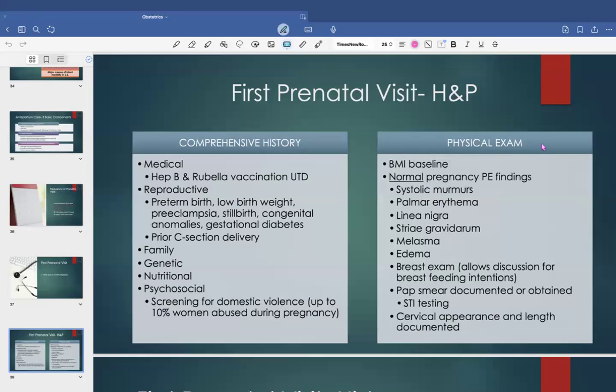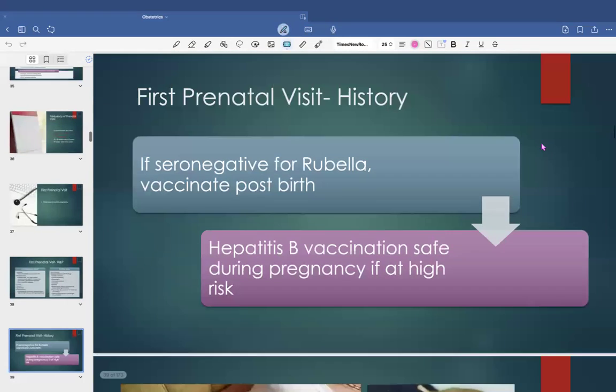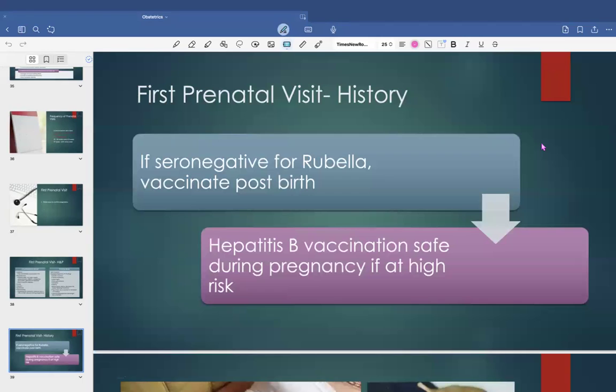So we talked about vaccinations being up to date. If they are not up to date on their vaccinations, they're seronegative for rubella, you need to vaccinate post-birth. You cannot give the rubella or German measles vaccination during pregnancy. If they are seronegative, meaning they've never been exposed or developed any immunity towards it, you need to vaccinate or encourage vaccination post-birth.